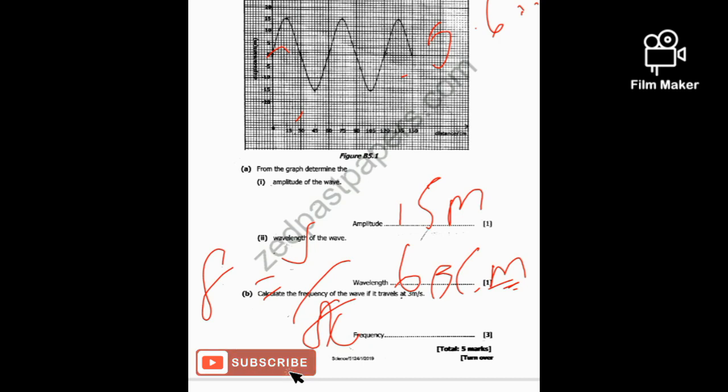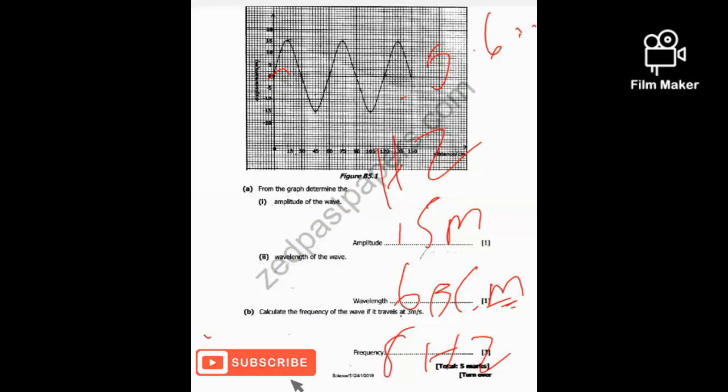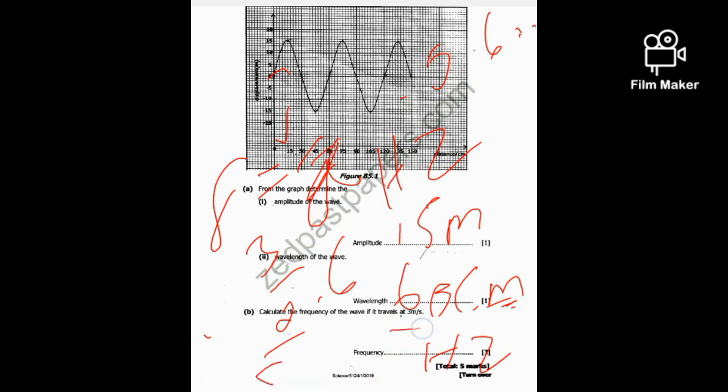So what is needed is just to make f the subject of the formula. F, which is the frequency, is equal to V over wavelength. Since we've already seen that we need to change, and we've changed, it will be 3 over 0.6. So the answer is going to be 5. That is going to be our answer in this case. So 5 is our answer, 5 Hz.